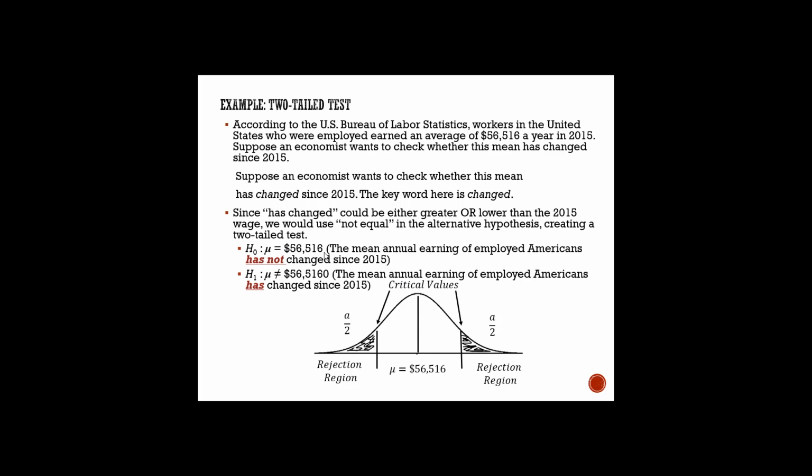In other words, if I was looking at a salary of $56,516 a year in 2015, and the current salary was $57,516, well, it changed. It had changed by $1,000, right? But that's not enough. That is not enough for me to reject the null.